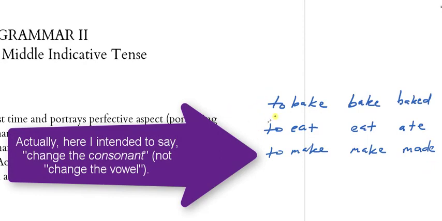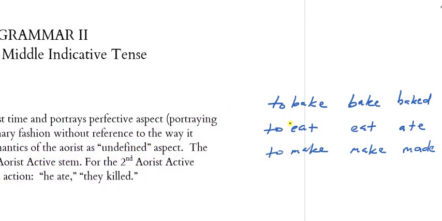But what we could do just in English, now books don't do this, but if I were teaching English to a group of non-native English speakers and saying, okay, here's the English past tense. We have a first past, a second past, and a third past tense.